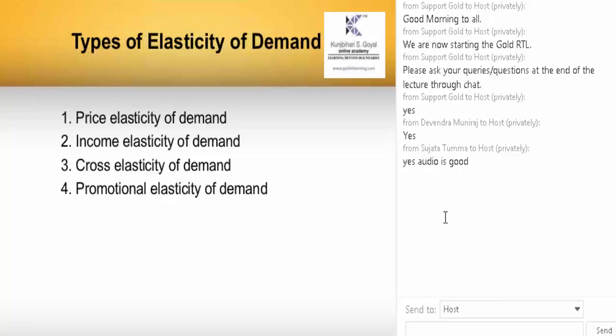Okay, see, there are 4 types of elasticities which we are supposed to study today. One is price elasticity of demand, income elasticity of demand, cross elasticity of demand, and promotional elasticity of demand. Right? We have to study these 4 elasticities. Basically, remember, what is the meaning of the word elasticity? It is the response demand gives due to changes in any factor. It can be price, income, the price of another commodity, or promotion. Correct? Sure.